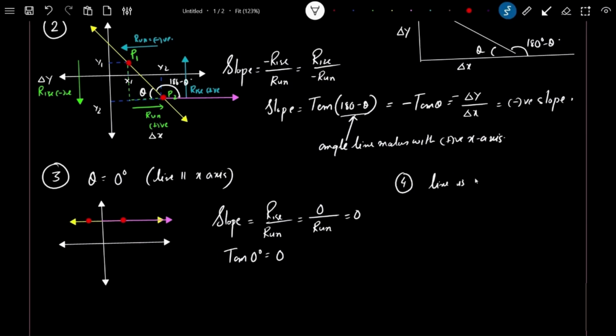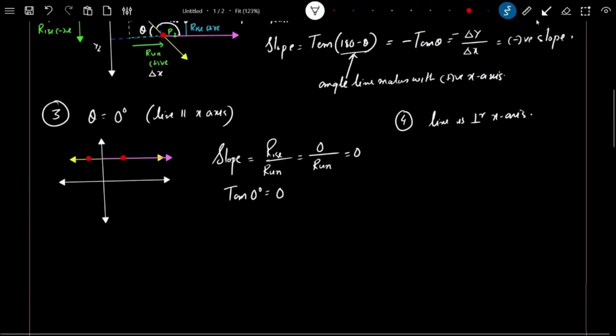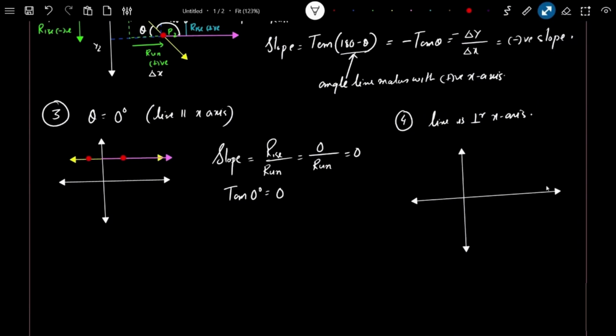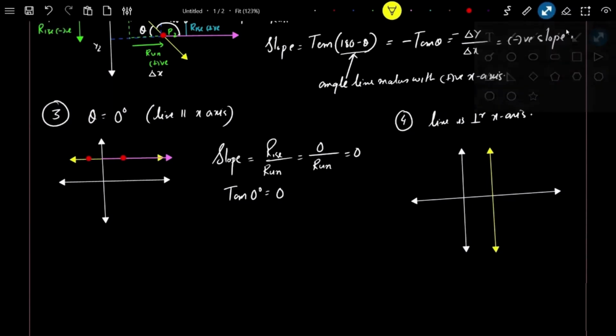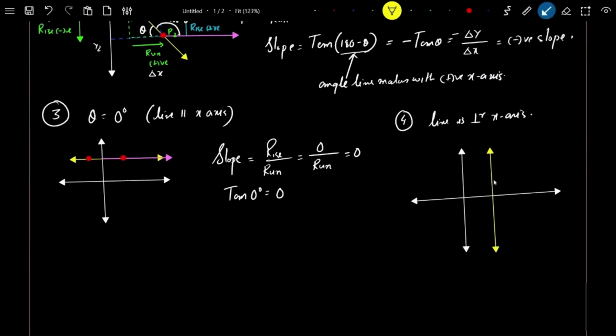Line is perpendicular to x-axis. So let's see how the scenario looks in that case. Out here is my line. Let me draw the positive direction of x-axis. Sorry, I'll take a different color. The positive direction of x-axis is here. Now this is theta equal to 90 degrees. Pick any 2 points out here again on the line. Let's say these are the 2 points.